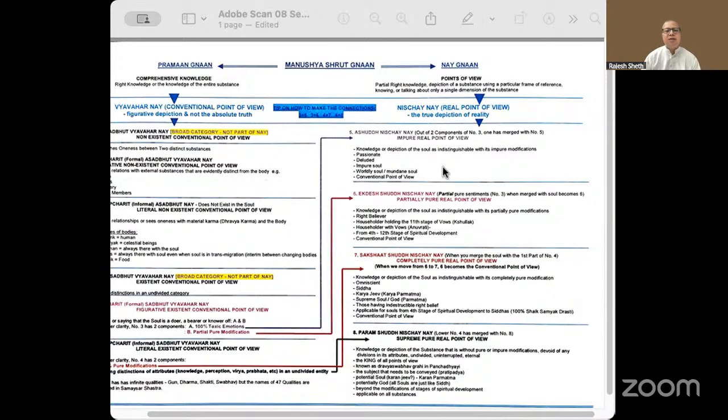Now we move on to the number 7th. Sakshat Shuddha Nischay, completely pure real point of view. This point of view establishes oneness of the soul with its completely pure modification, 100% pure modification. So 4 has two components, 100% pure modification and distinctions of attributes, gun bhed. So 4a combined with 7 becomes 47. 100% pure modification has been merged with the soul, and we come up with Sakshat Shuddha Nischay, completely pure real point of view.